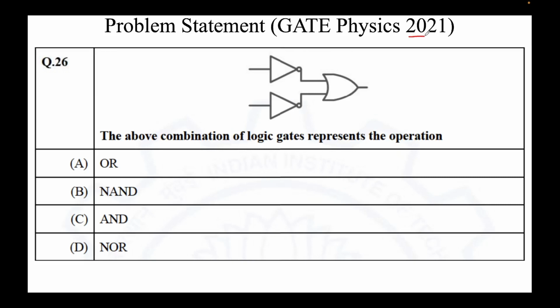The problem statement from GATE Physics 2021 reads as follows. The above combination of logic gates represents the operation. We have been given a circuit which is using three logic gates, and we are required to find what the output represents. The four options are OR gate, AND gate, NAND gate, or NOR gate. This is a multiple choice question with only one correct option, and we need to find the correct option.